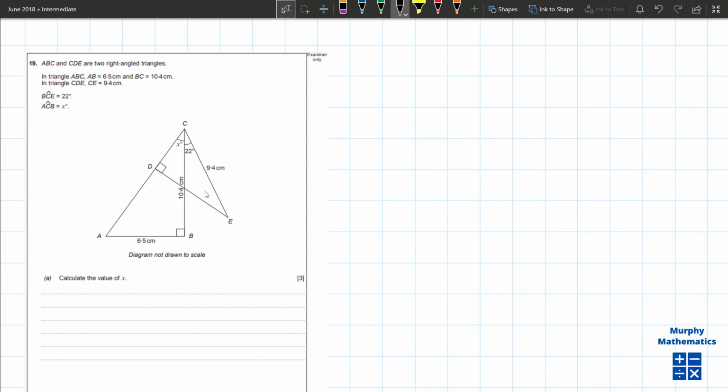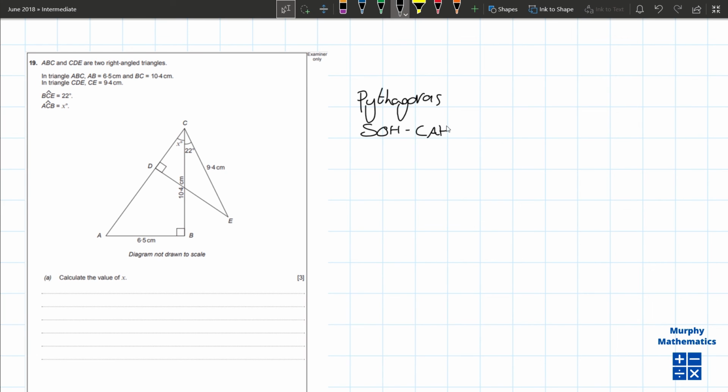So the first thing we're going to look at here is we're dealing with right-angled triangles, and our two methods when solving with right-angled triangles are Pythagoras or we use SOHCAHTOA. Now it all depends on what we're trying to find and what we've been given. So the first thing we're asked to do is find x. X is an angle, so we can't use Pythagoras because that just uses lengths of sides. So what we're going to do is use SOHCAHTOA.